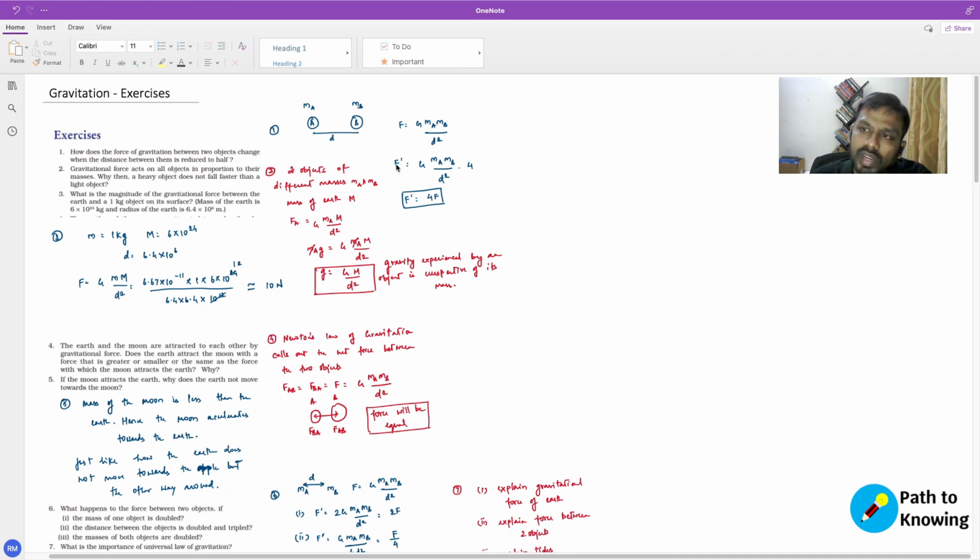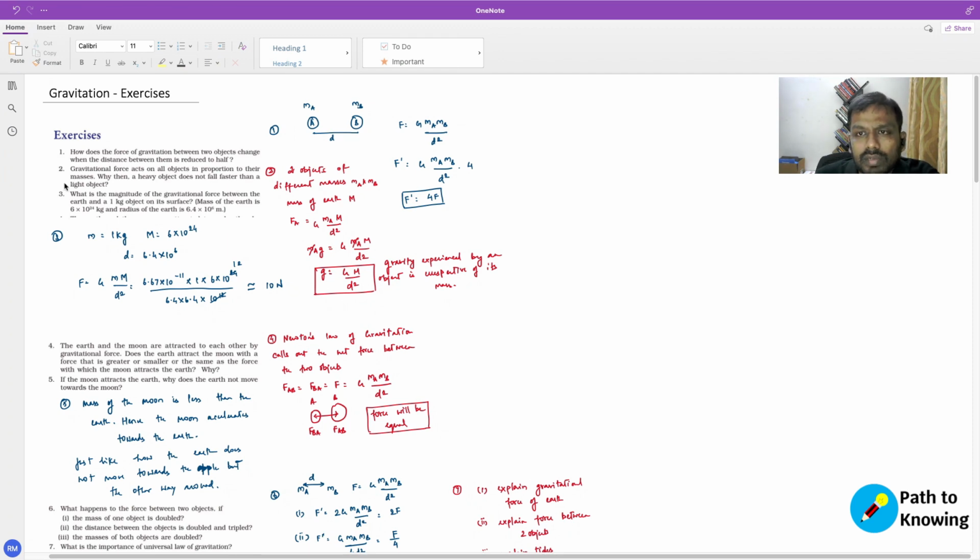So F prime, which is the new force, becomes G times MA MB over D squared times 4, right? Because the distance has come down by half. So it comes out that F prime is 4 times the original force. So when the objects come closer, the force increases, and that's based on Newton's law of gravitation.